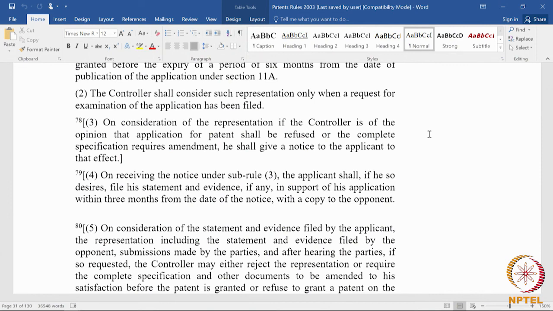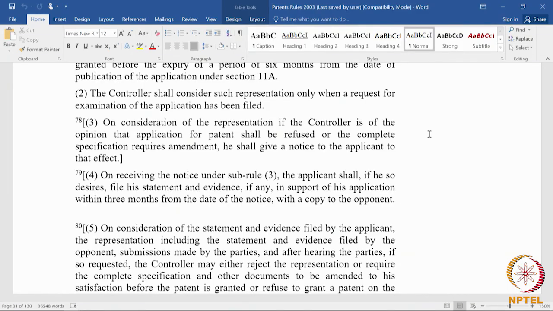3. On consideration of the representation, if the Controller is of the opinion that the application for patent shall be refused or the complete specification requires amendment, he shall give notice to the applicant to that effect. Now, he considers the pre-grant opposition, the statement and the evidence, and he need not bother the applicant if the pre-grant opposition is not substantive. There are some grounds raised, but the grounds are not relevant. He need not even communicate it. He can just throw away the pre-grant opposition. But if he is of the opinion that it can be refused or it requires an amendment, then he will notify the applicant.